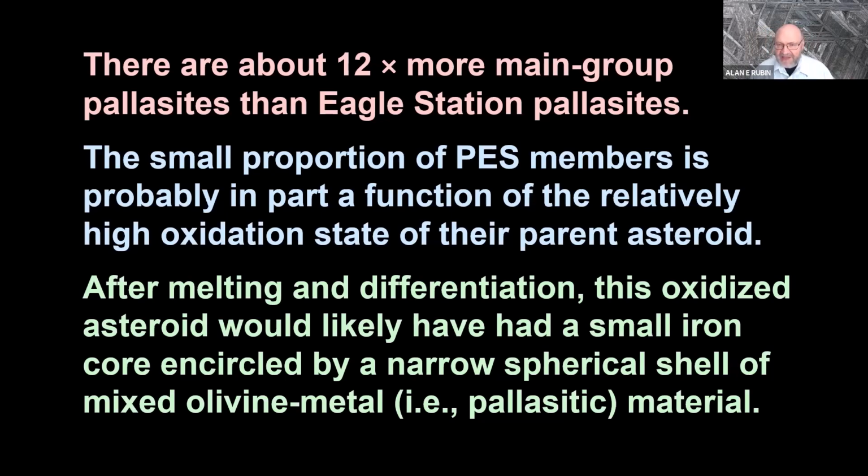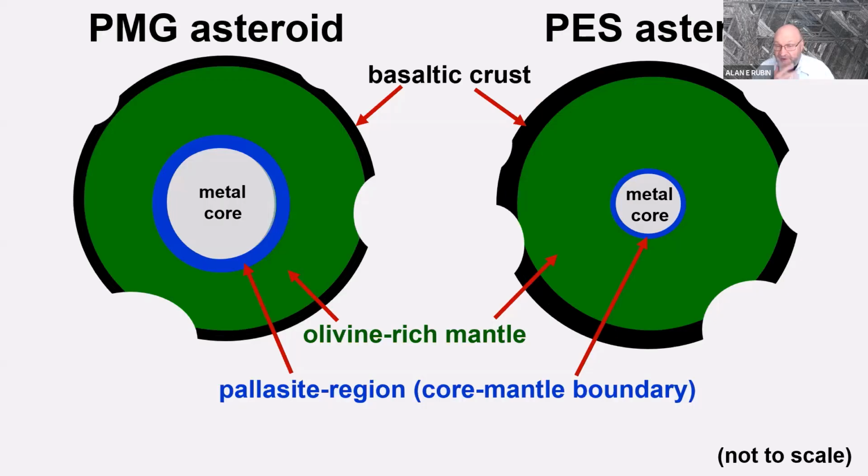So after melting and differentiation, this oxidized asteroid would likely have had a small iron core encircled by a narrow spherical shell of mixed olivine metal material, i.e. pallasite material. If we look at a schematic diagram of what the main group pallasites, the PMG pallasites, and the Eagle Station pallasites, the PES asteroid, would look like, assuming they were the same size, and we do not know that to be true, it would look something like this.